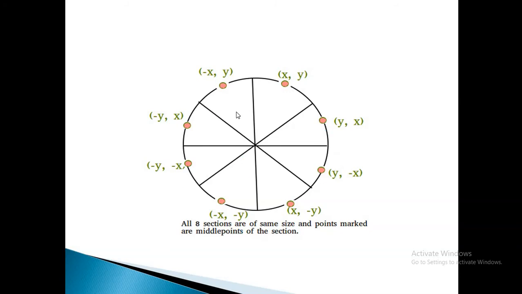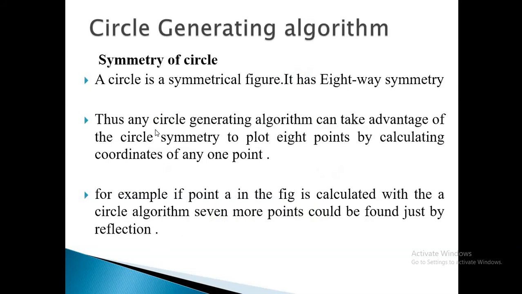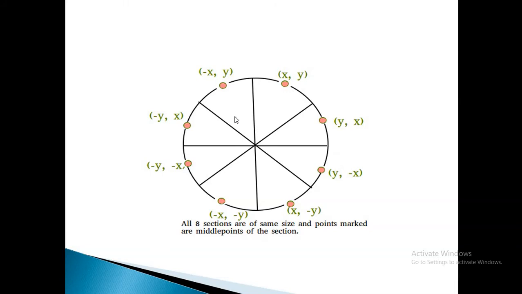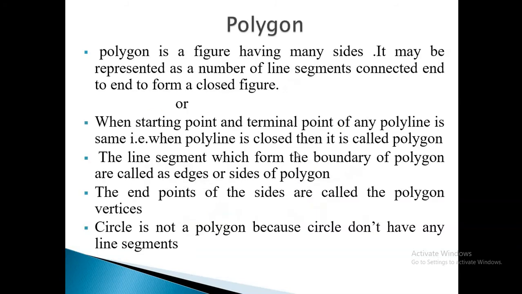Okay, then calculating the 8 points, because of that, a circle generating algorithm can take advantage of circle symmetry to plot 8 points by calculating the coordinates of any one point. Okay, so if we get 1 point, we calculate the other 7 points in different octants.